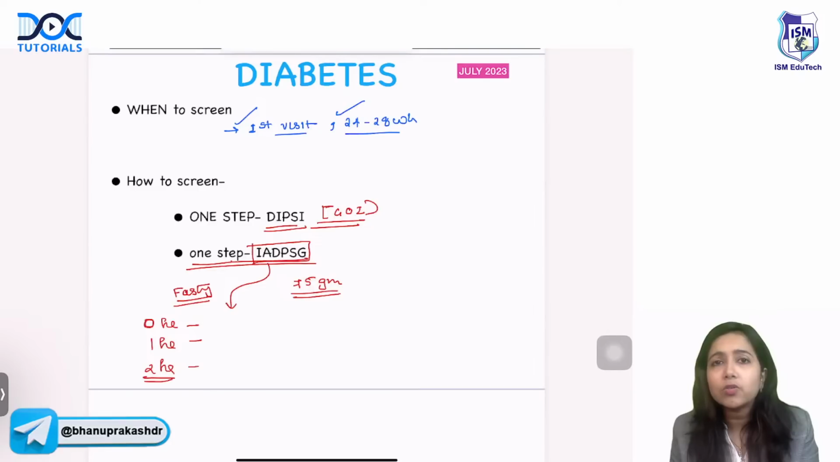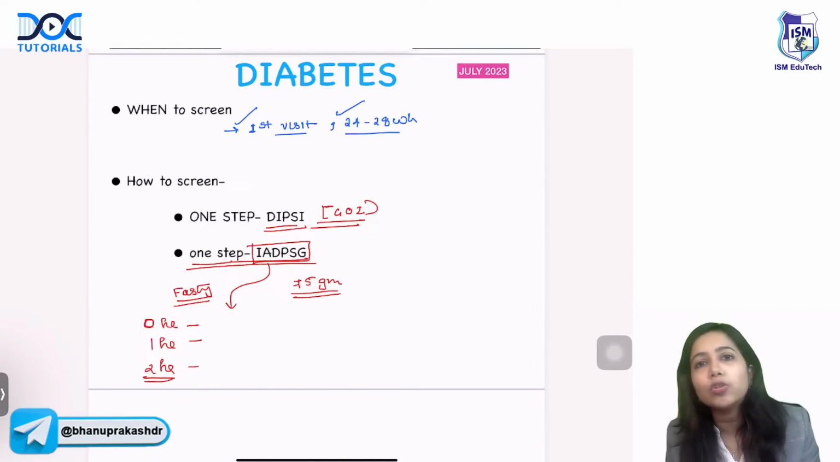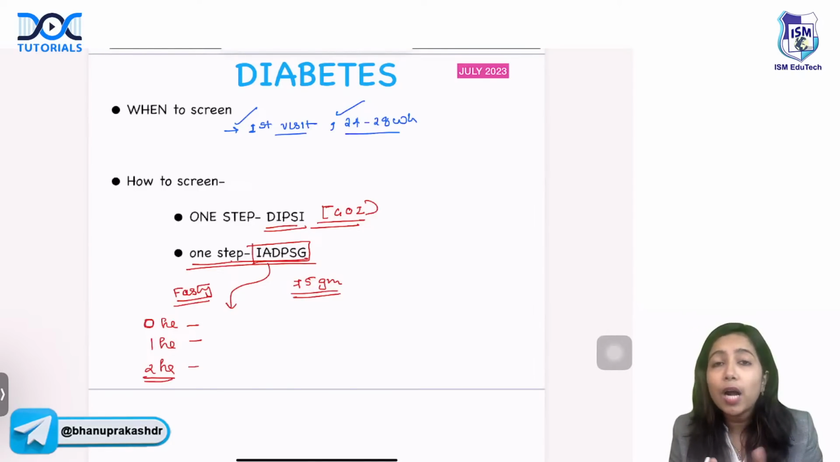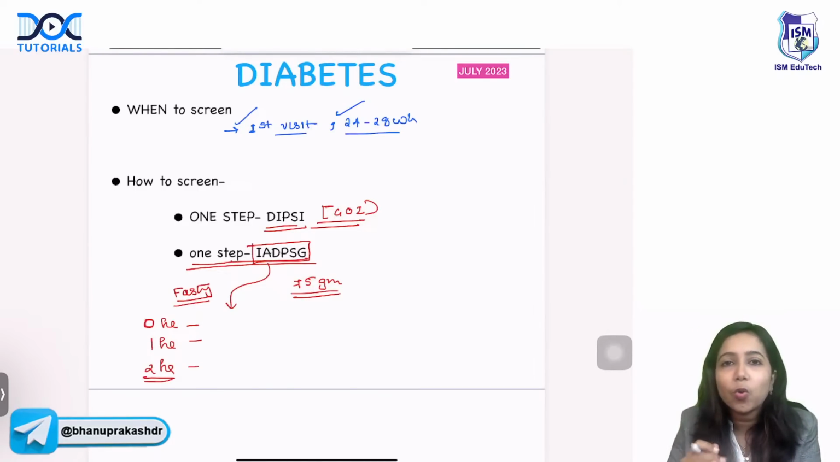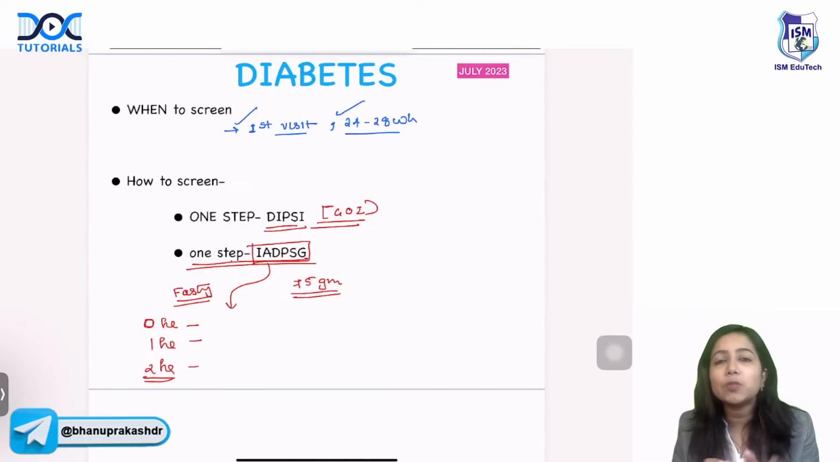There could be direct questions, or many times there have been so many applied questions in FMG as well. The questions are, how will you manage the patient? So they have gone one step further and asked you the management indirectly by giving you these values. So it's extremely important you are thorough with these values.